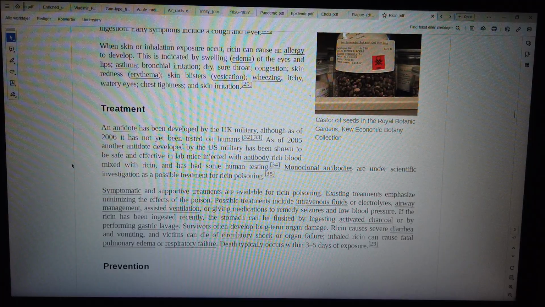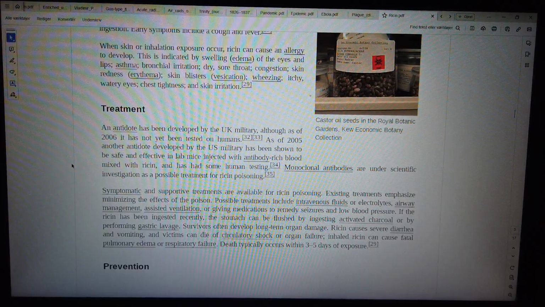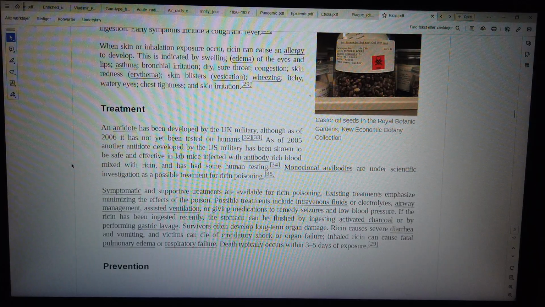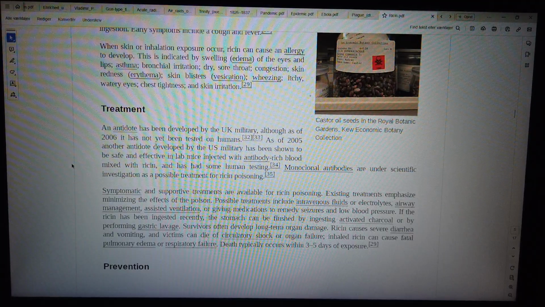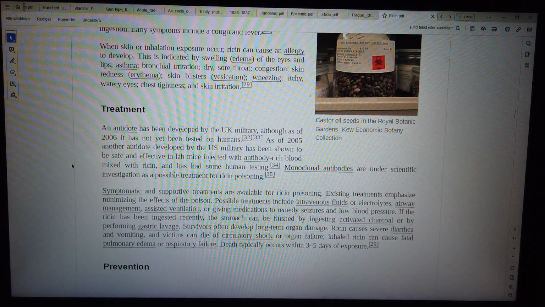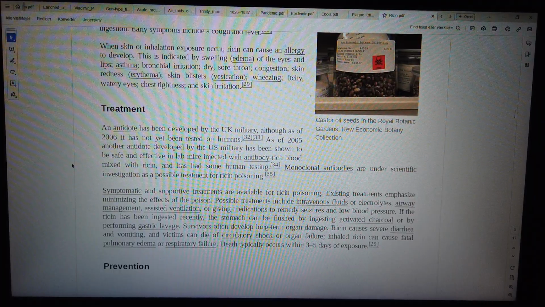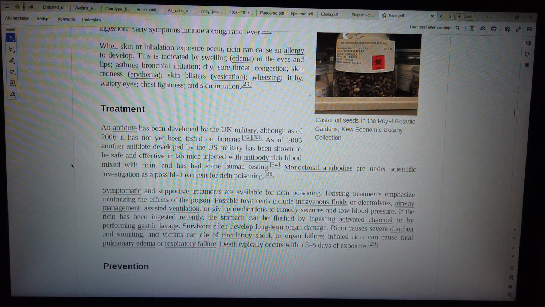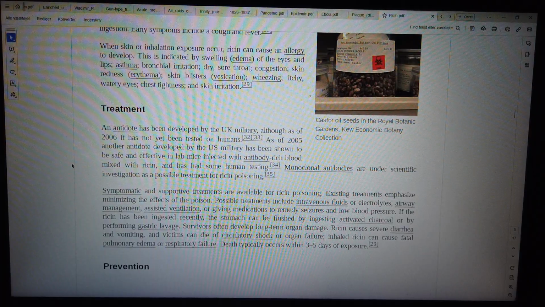Symptomatic and supportive treatments are available for ricin poisoning. Existing treatments emphasize minimizing the effects of the poison. Possible treatments include intravenous fluids or electrolytes, airway management, assisted ventilation, or giving medications to remedy seizures and low blood pressure. If the ricin has been ingested recently, the stomach can be flushed by ingesting activated charcoal or by performing gastric lavage. Survivors often develop long-term organ damage.